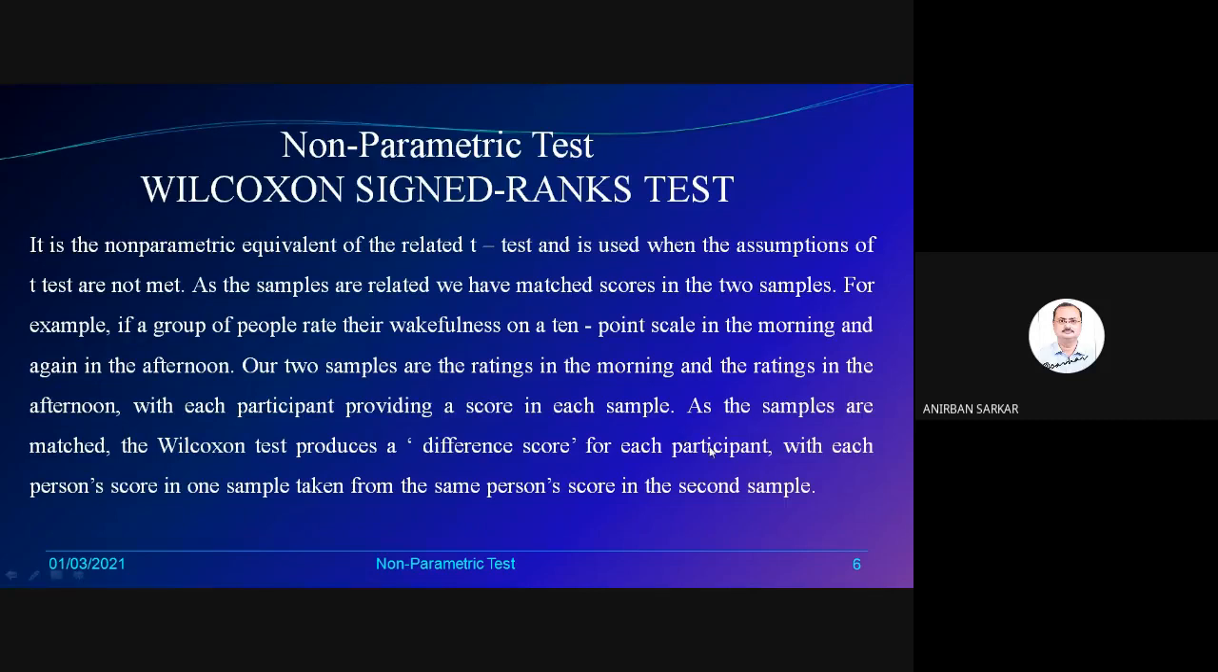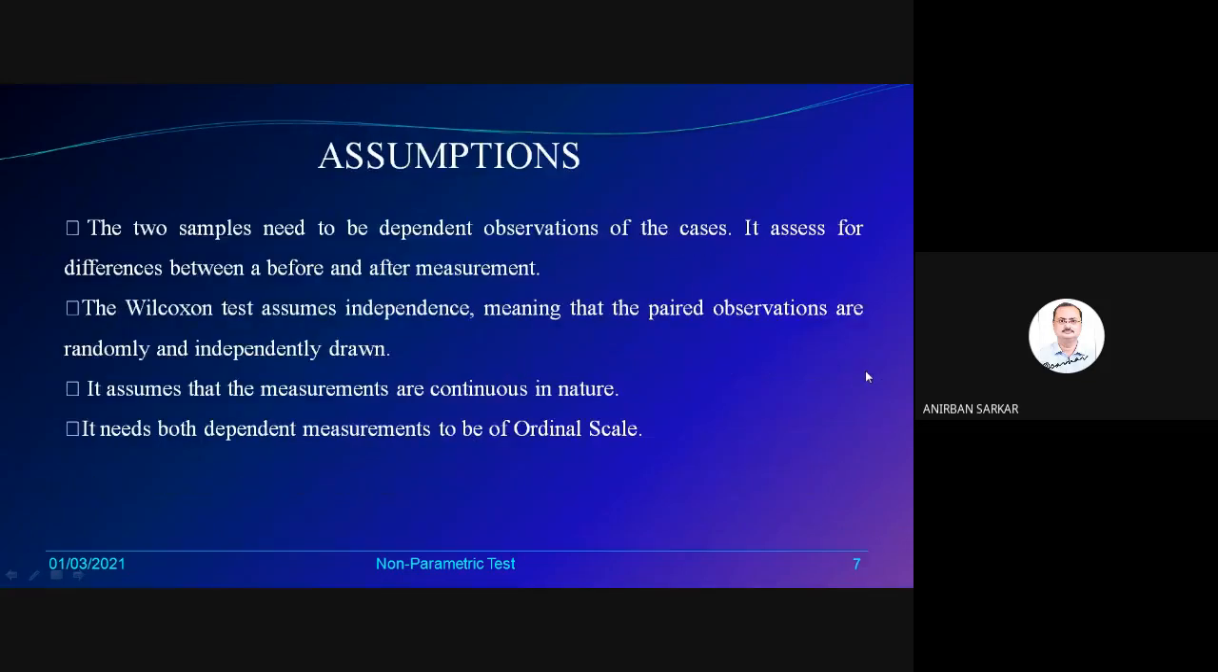So this is very clear to you that when we apply this Wilcoxon signed rank test, it is the non-parametric equivalent of the paired t-test. So the participants in each sample are the same, and they are being tested, suppose, in the morning and in the afternoon. So when the paired t-test assumptions are not met, then you apply this test which we call the Wilcoxon signed rank test.